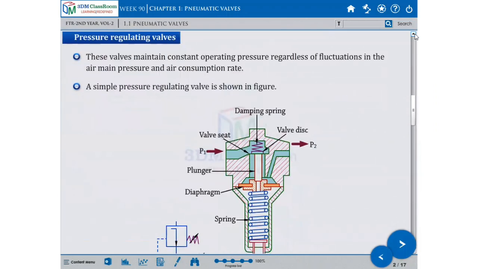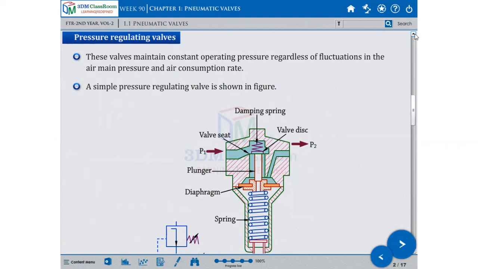First, these valves maintain constant operating pressure regardless of fluctuation in the air main pressure and air consumption rate. So pressure regulating valves maintain a constant operating pressure, despite fluctuation in the air main pressure or air consumption rate. So with fluctuation, the air and pressure can go down a little.